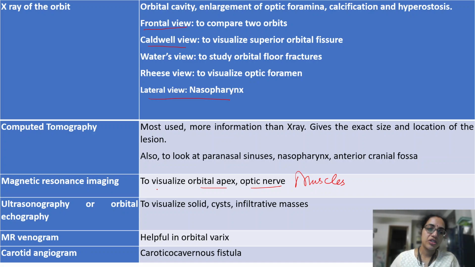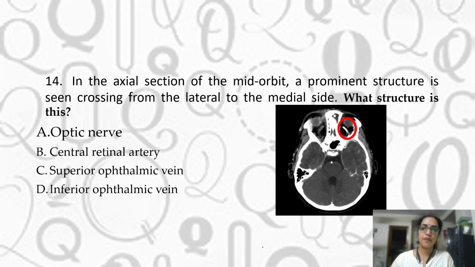Okay. Ultrasonography or orbital echography is used to visualize solid and cysts and infiltrative masses. You can even measure the extraocular muscle width using orbital echography. MR venogram is useful in vascular disorders like varix, and carotid angiogram and digital subtraction angiography are useful in evaluating CCF. Okay. Let's take a question at this point.